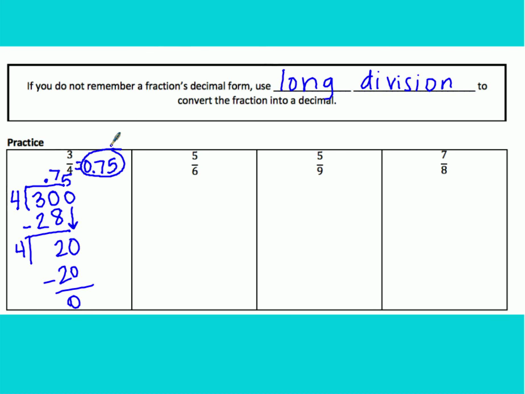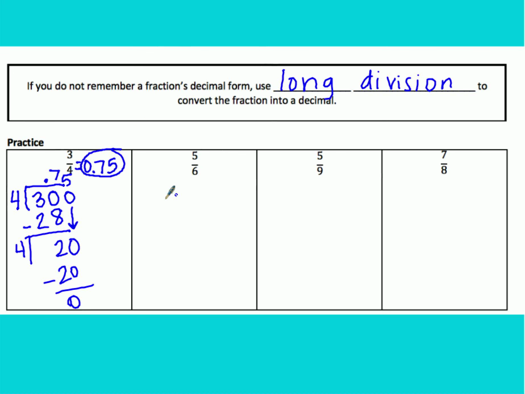I want you to pause the video and try these 3 other problems showing your work for all of the long division, just as a good practice in case you get to your test and you kind of can't remember what to do, then this will be a good backup. Okay, hopefully you tried these on your own.